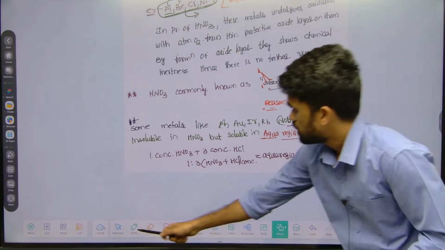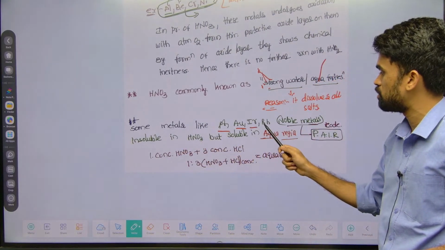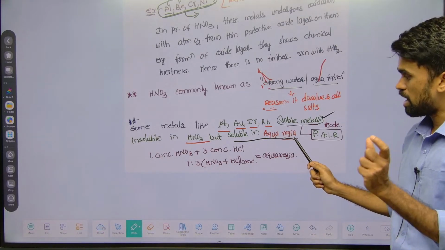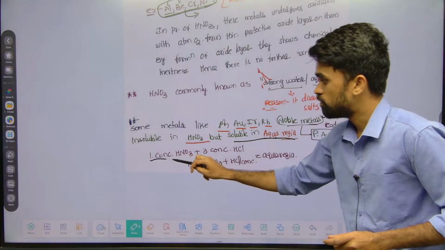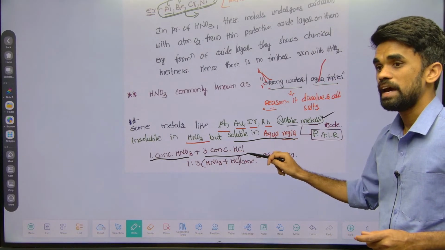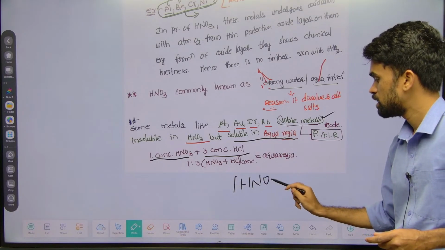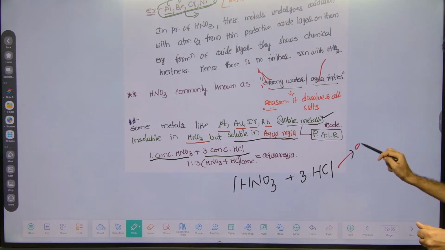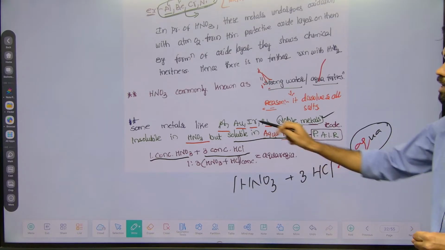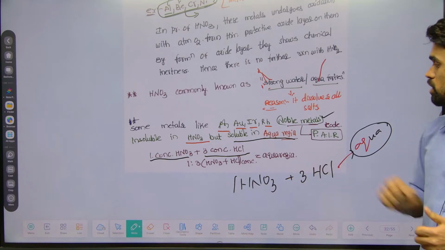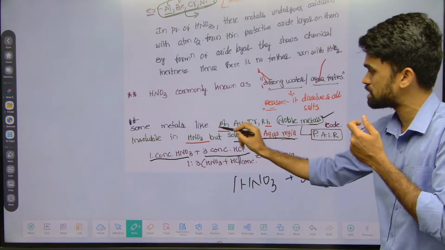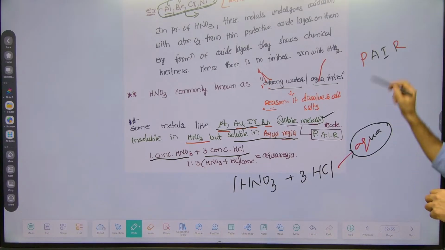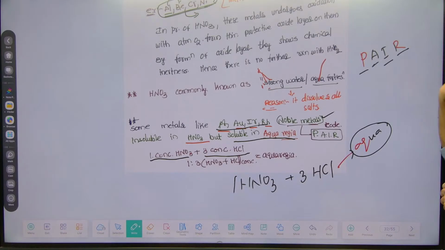Metals like platinum, rhodium, iridium, called noble metals, are insoluble in nitric acid but soluble in aqua regia. They will ask you what this aqua regia means. You take 1 mole of nitric acid and 3 moles of HCl. So 1 mole HNO3 plus 3 mole HCl, a 1:3 ratio of nitric acid and HCl, is considered aqua regia. In this aqua regia, these noble metals get dissolved. Remember this. How can you remember the noble metals? Just remember them as a pair: platinum, rhodium, iridium, rhodium.